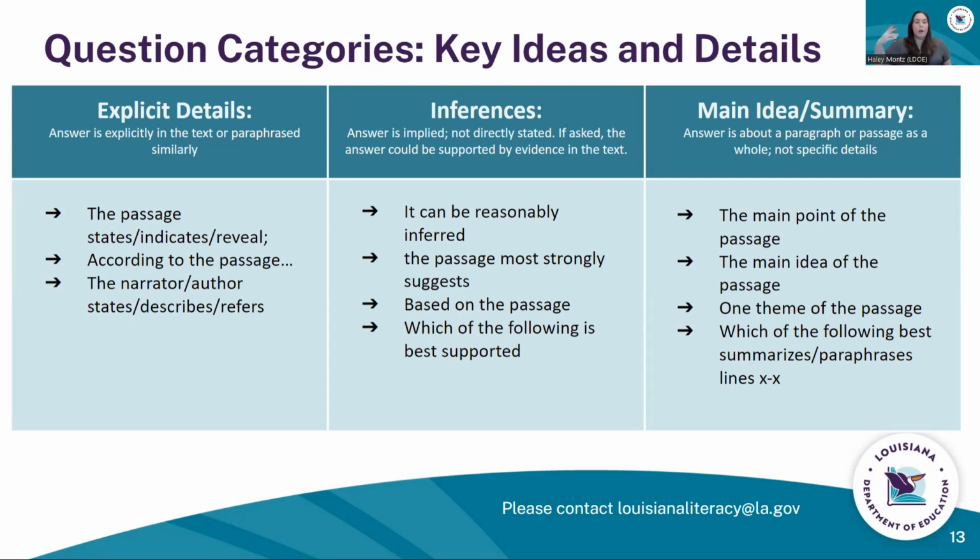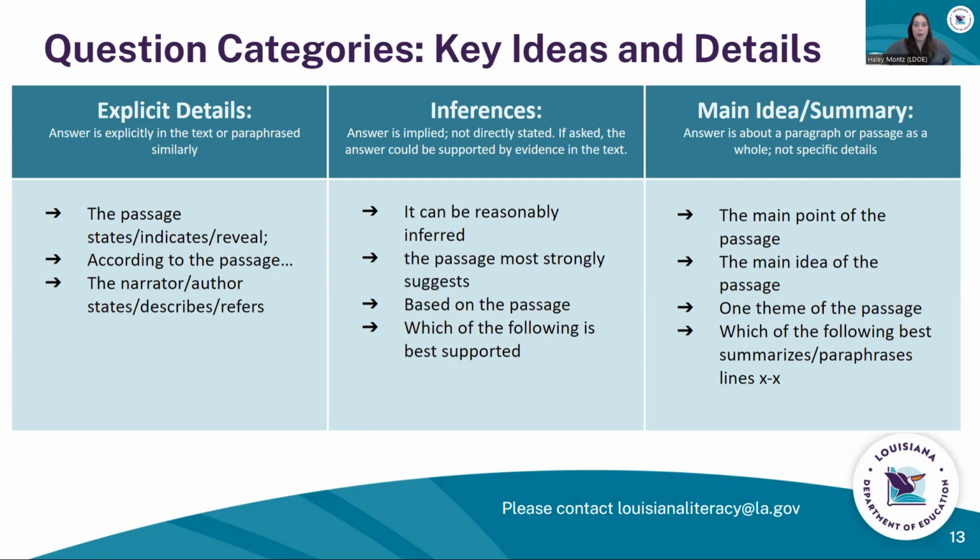So within this category, there are 3 subtypes, not as important for your students to know: explicit details, inferences, and then main idea and summary are the 3 subtypes of this reporting category. Each of these terms should sound pretty familiar for teachers of literacy, as these are all things that we often ask students to do with text that they are reading in our classrooms.